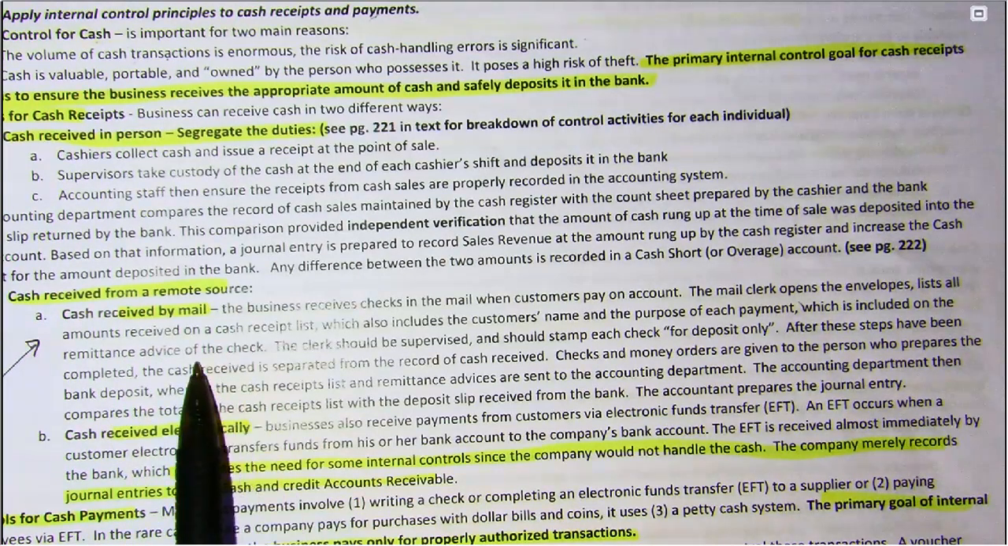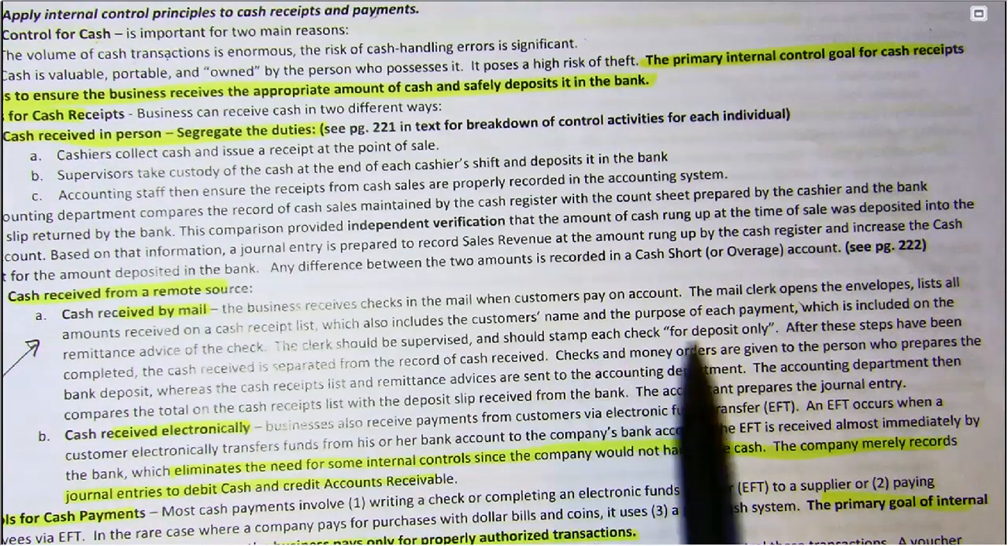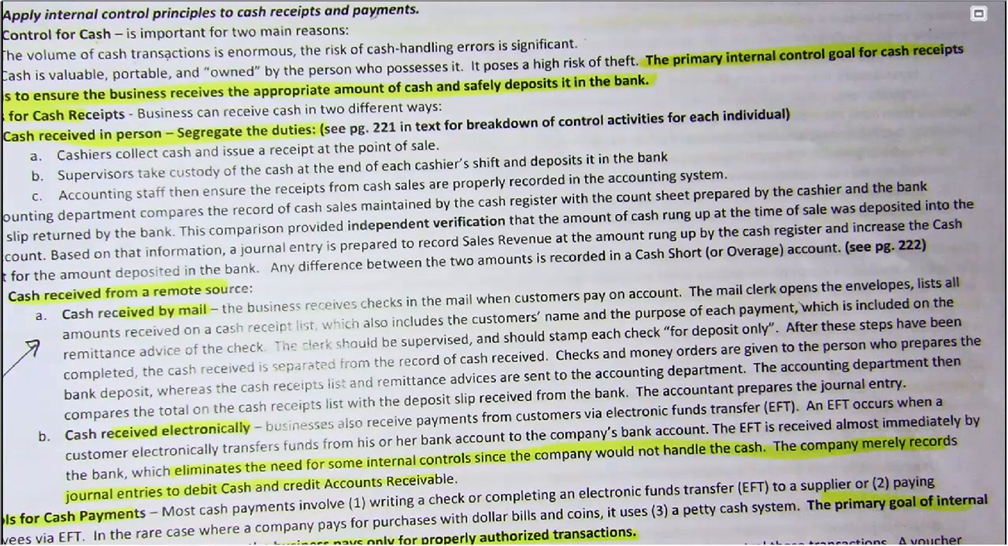And then the remittance advice goes in one pile, and that goes to the accounting department. The checks go into another pile. Now it says the clerk should be supervised and should stamp all checks for deposit only. We've already described that. Sometimes there's a second person, as I mentioned. Sometimes there's a camera on them.